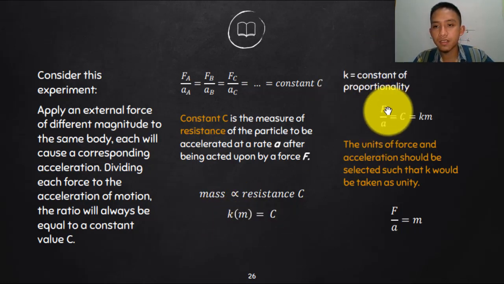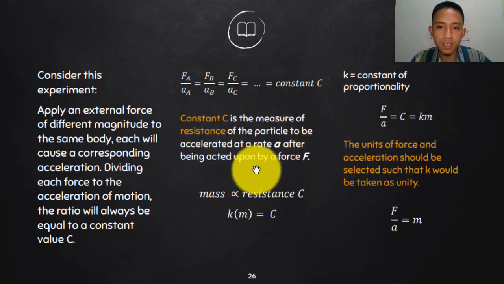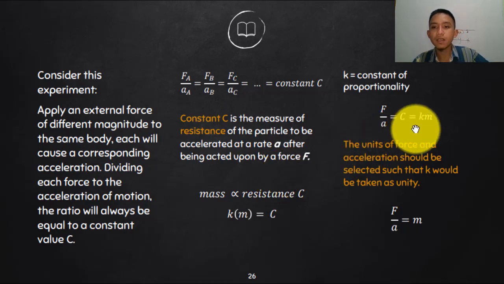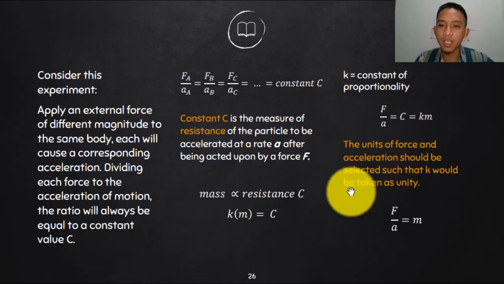But if you try to input there F over A is equal to C, since that is constant, you can just change that to your proportionality constant K and your M, because again, it is explained here. Then the units of force and acceleration should be selected such that K would be taken as unity.